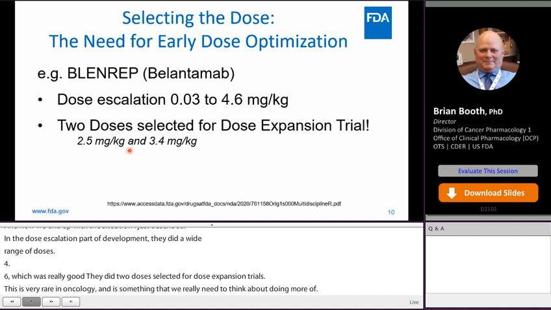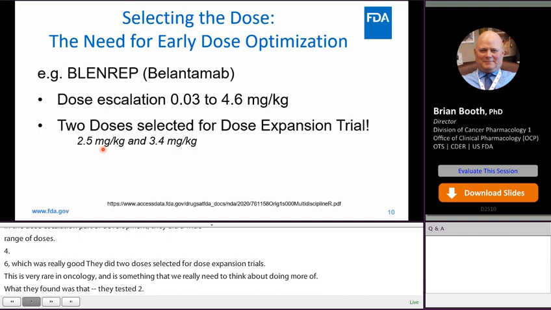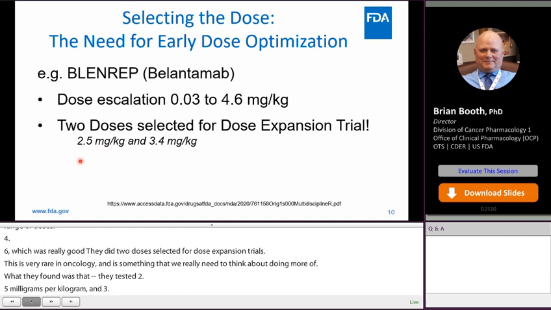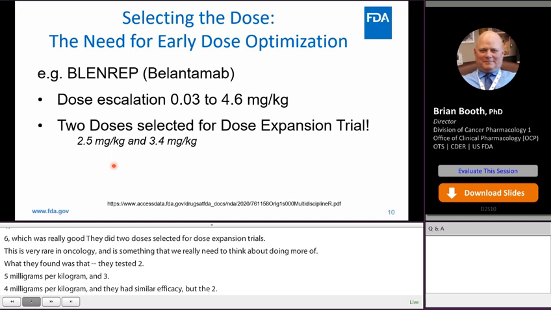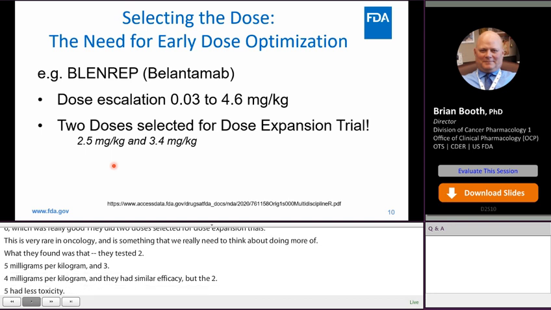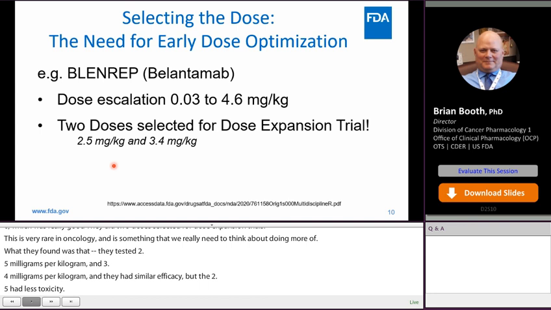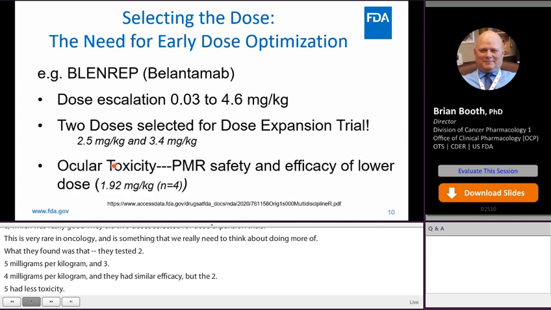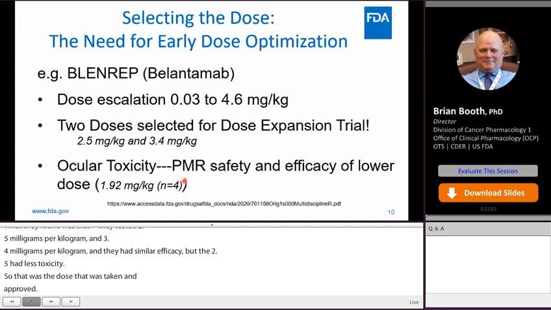Okay. Now, what they found was that they tested 2.5 milligrams per kilogram and 3.4 milligrams per kilogram, and found they had comparable efficacy. But the 2.5 milligram dose had less toxicity, so that's the dose that was taken forward and approved. So these are 2 highlights of this program that I think are important, and we should think about doing more of in the future.